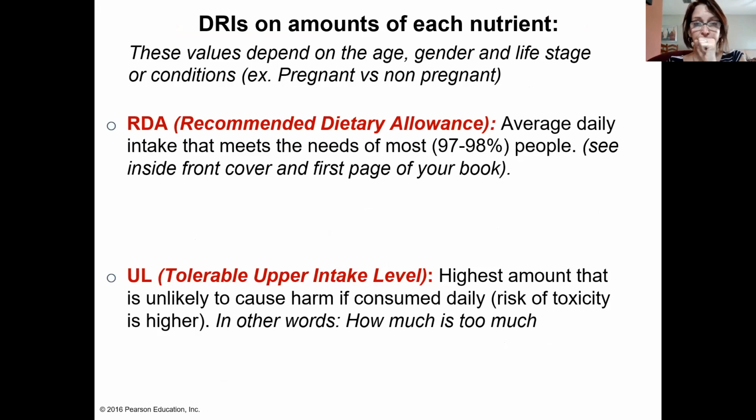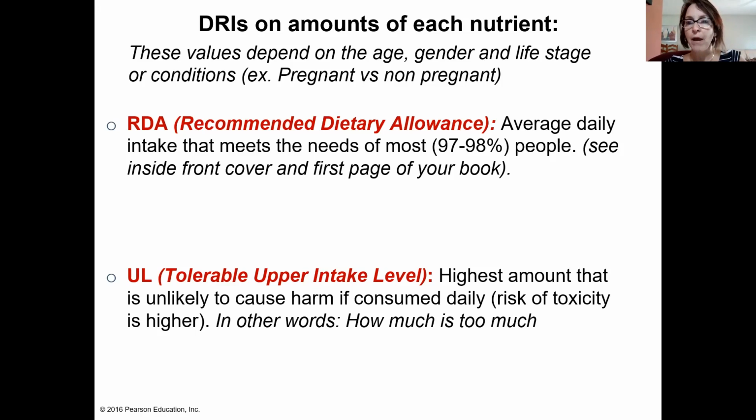About these recommendations, these are really 6 values that have been obtained by studying populations. We will cover here 4 of them. The first 2, the RDA and the UL, are related to the amount of nutrients.